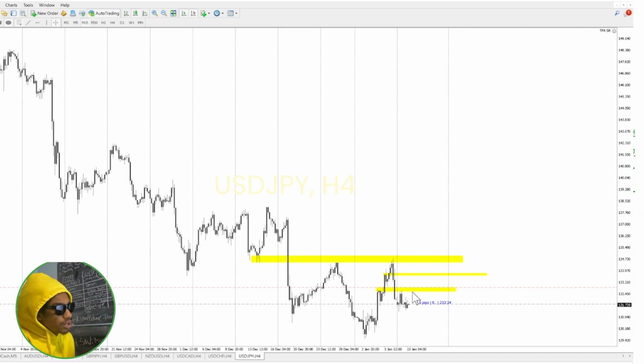We're still looking at this one. We had a nice rejection from that support area, so we're looking to see if price wants to follow through to the downside and clear these new lows, continuing with the downward pressure that it's been doing for so long.